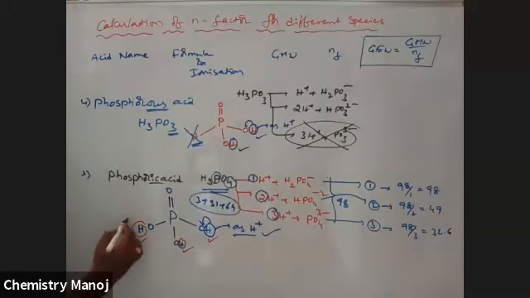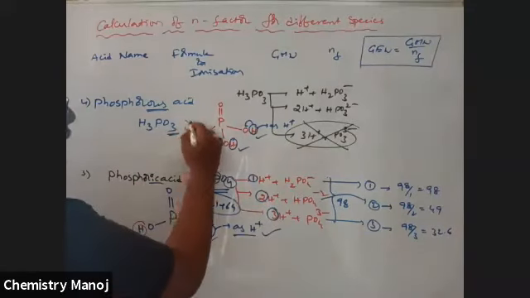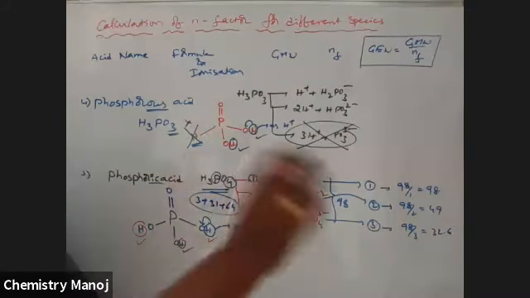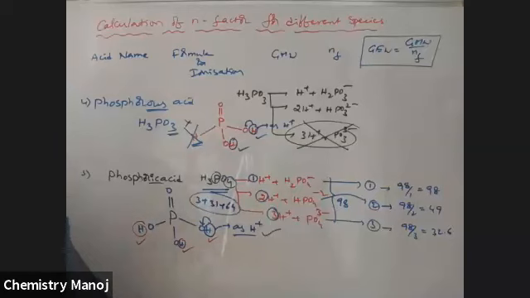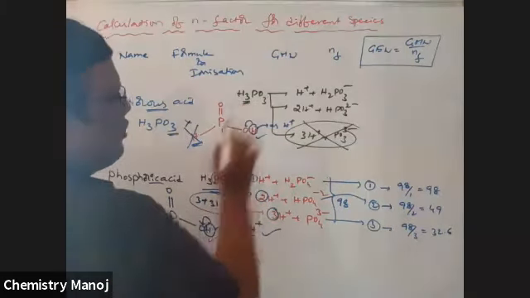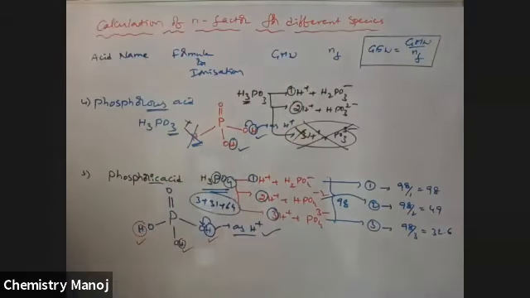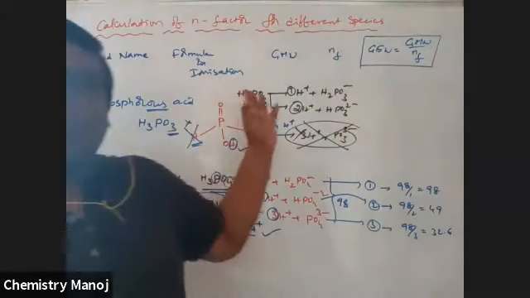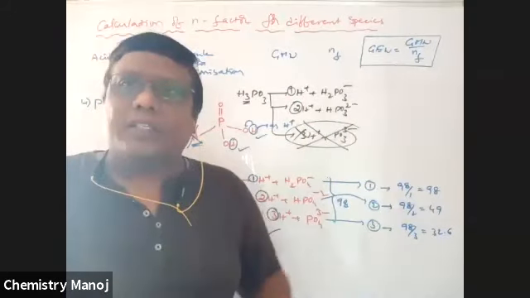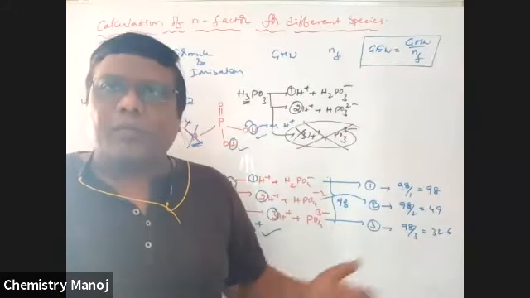Because this hydrogen is not released, only 2 H plus are going to be released. The third one is not possible. That means there are 3 hydrogens, but the basicity is either 1 or 2, not equal to 3. All the available hydrogens may or may not be released as H plus.